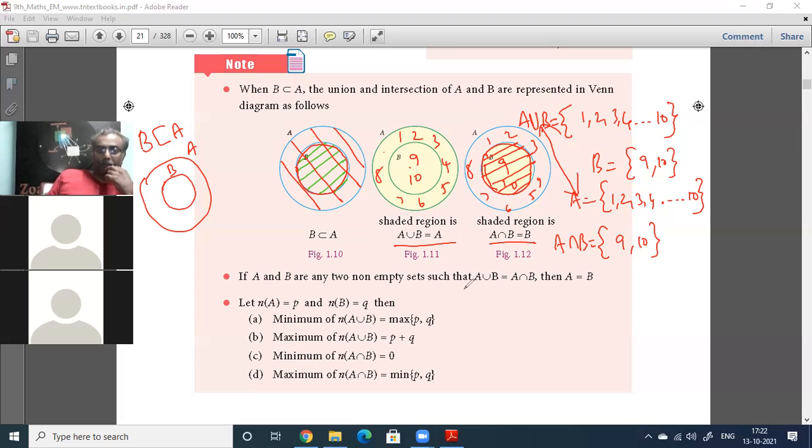Now take one more thing. Suppose A union B is equal to A intersection B in some kind of sets. There are two sets A and B. Then A union B is equal to A intersection B. That is possible only under one case.